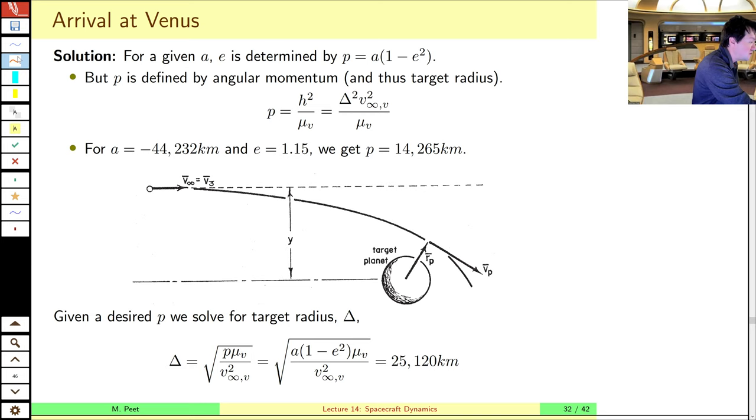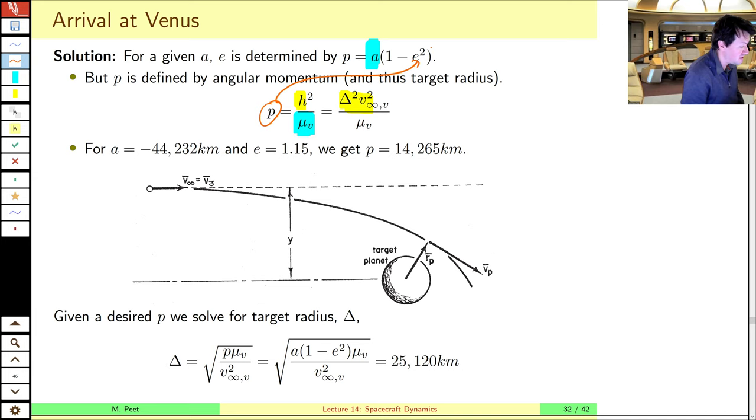So angular momentum is just delta times V infinity. So no matter what our V infinity is, through some choice of targeting radius, we can get that desired angular momentum. Angular momentum is related, through mu V, which is fixed, to the semilatus rectum, which for a fixed a controls eccentricity.